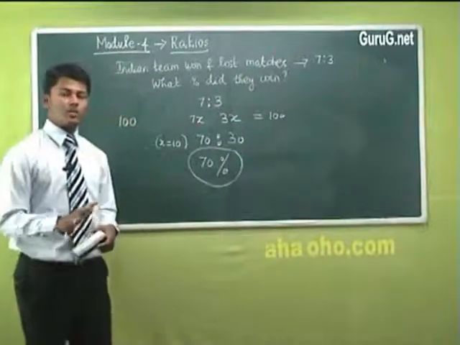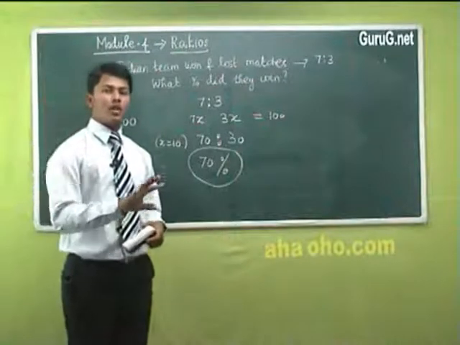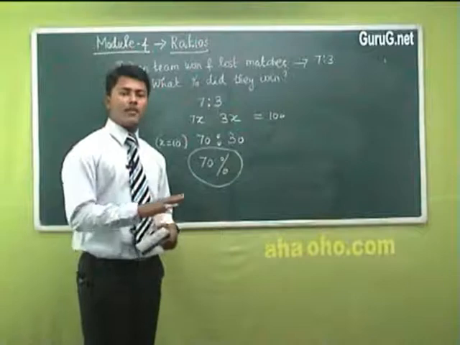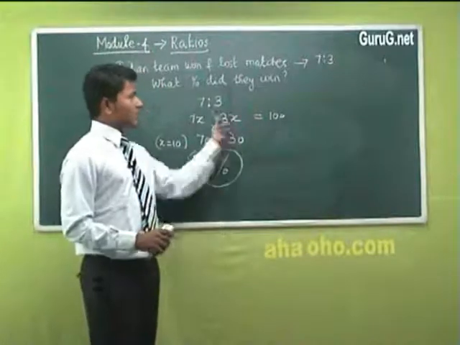Whenever a question is asked on percentages, keep your base to 100. 100 in terms of 7:3 is nothing but 70:30. So 70% of the matches have been won.